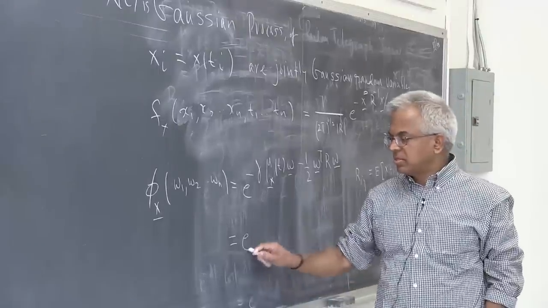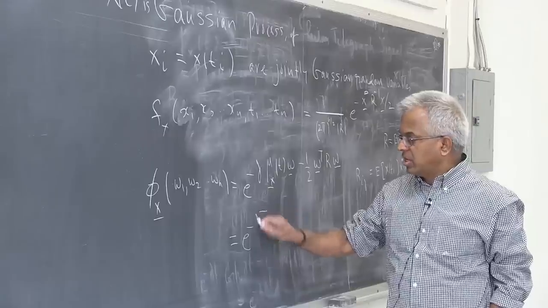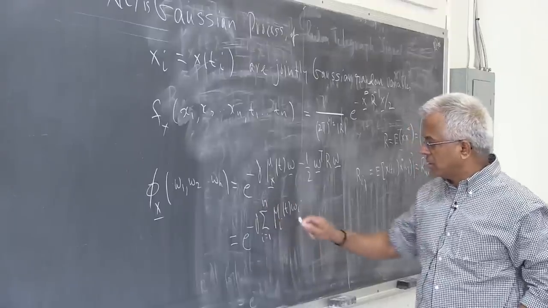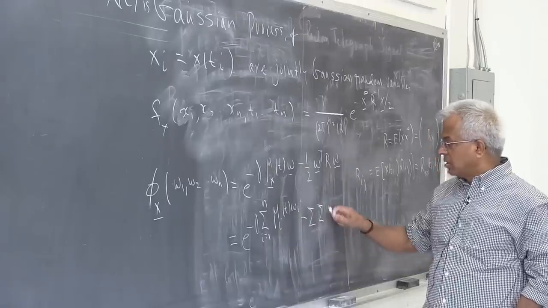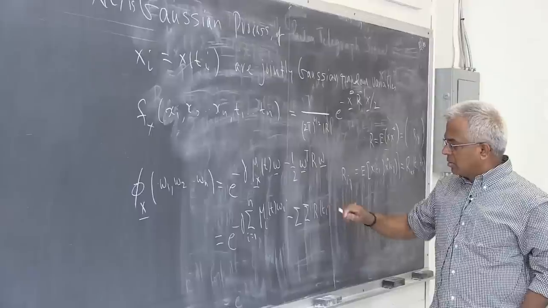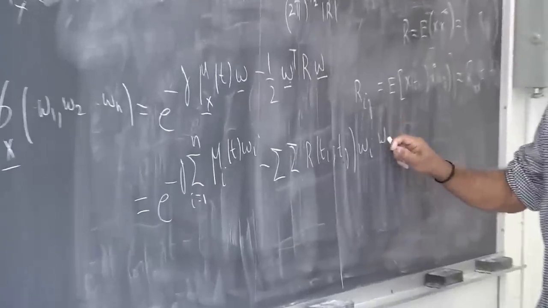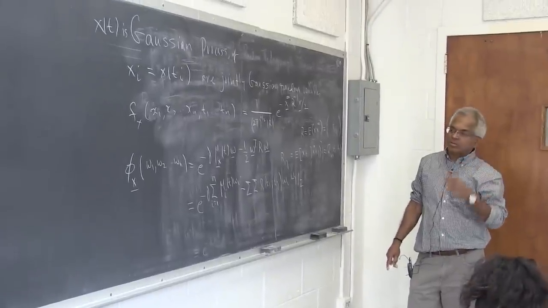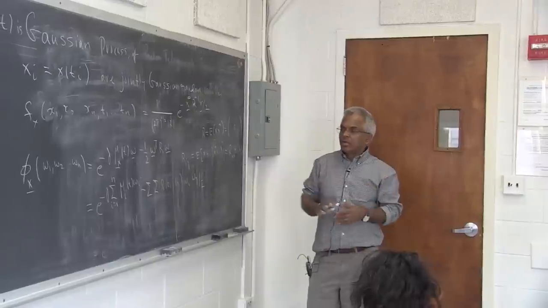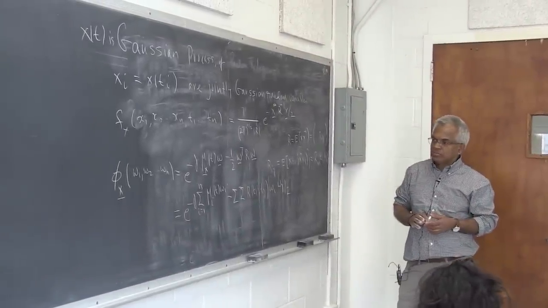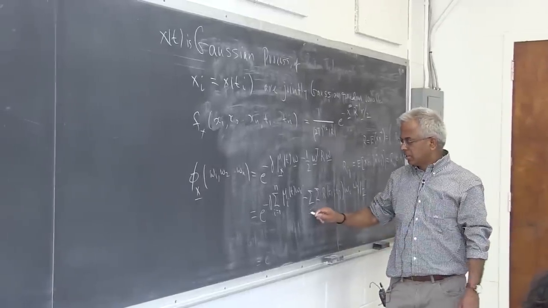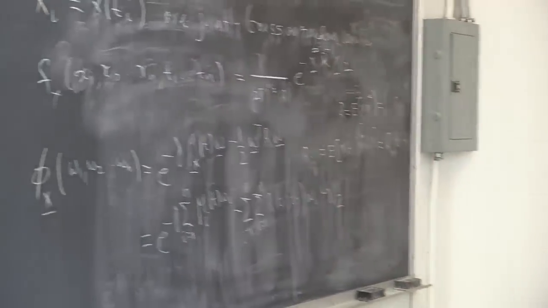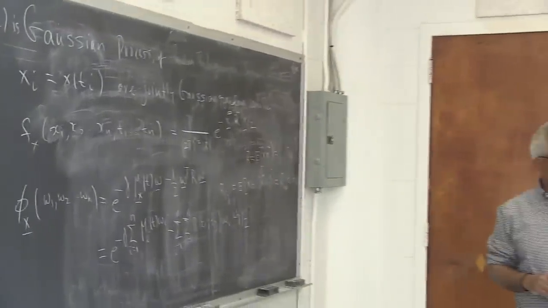So if I write this up, this is e raised to minus j summation mu_i(t) omega_i, i equal to 1 through n, minus double summation R(ti, tj) omega_i omega_j by 2. This is a standard expression, and this is the advantage of having done the two and more random variables together. You can see this easily follows from what we did also for two random variables. So this is the joint characteristic function for n Gaussian random variables.